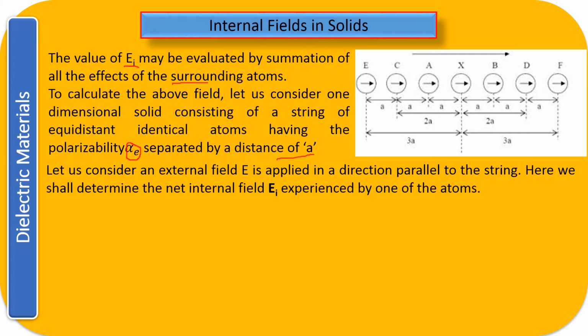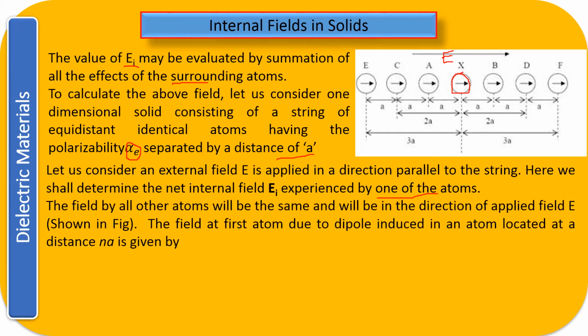As you can see, the external field E has been applied over here, parallel to the direction of this string of atoms. Here we shall determine the net internal field EI experienced by one of the atoms. So what is the field that has been experienced by the atom X? For this atom X we are going to calculate, and by all the atoms. Whatever X is experiencing, the same thing will be experienced by other atoms. The field by the atoms will be the same.